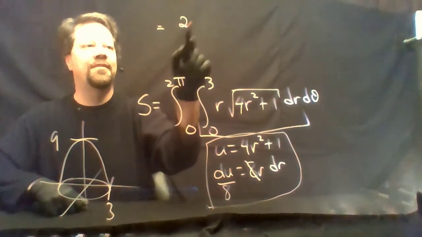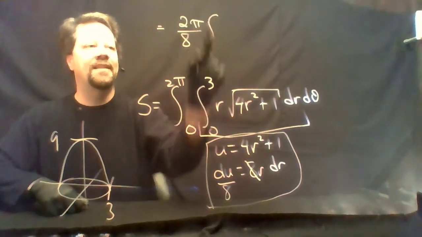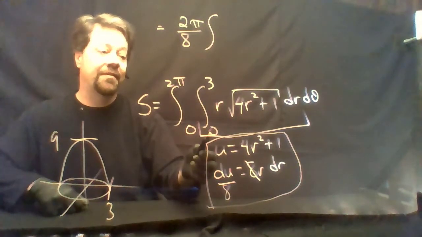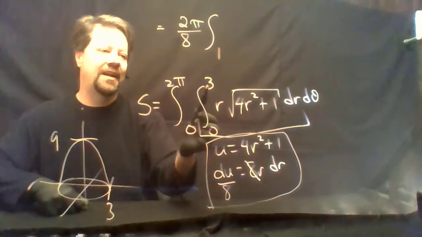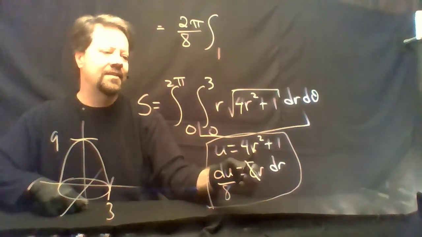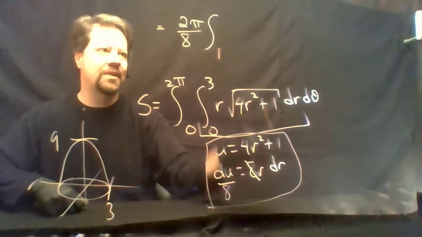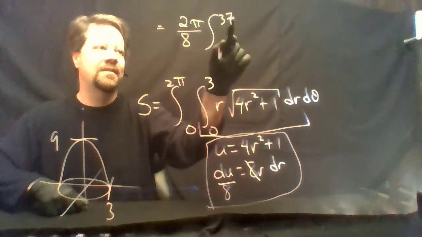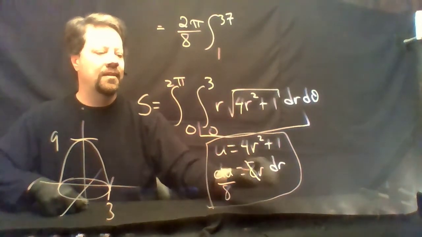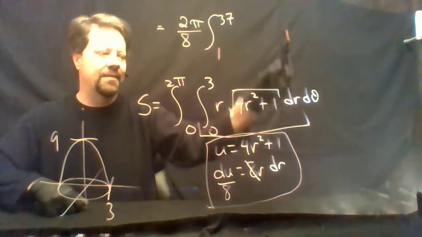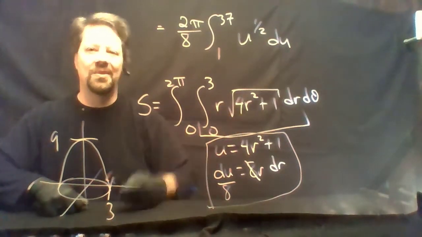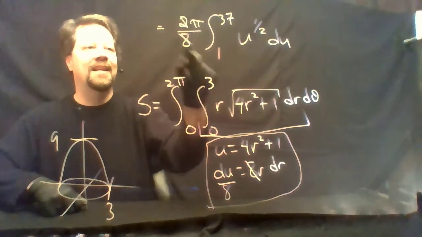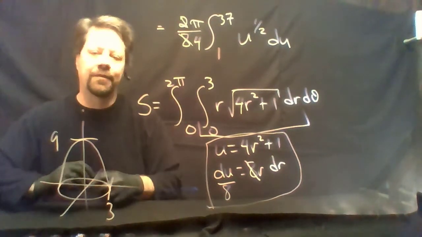We'll have 2 pi over 8. If r is equal to 0, then u is equal to 1. And if r is equal to 3, 3 squared is 9 times 4 is 36, plus 1 is 37. The r dr will go away, become a du. We'll get u to the 1/2 du. We can cancel the 2 and have pi over 4 out front.